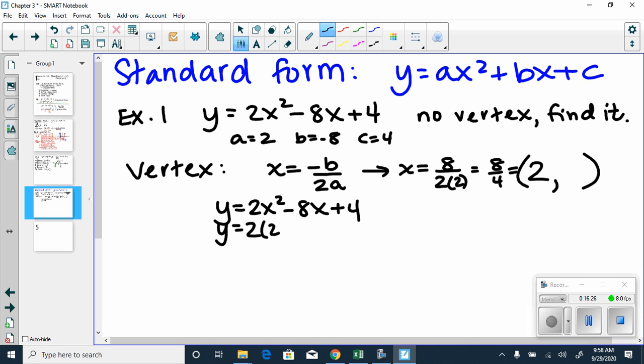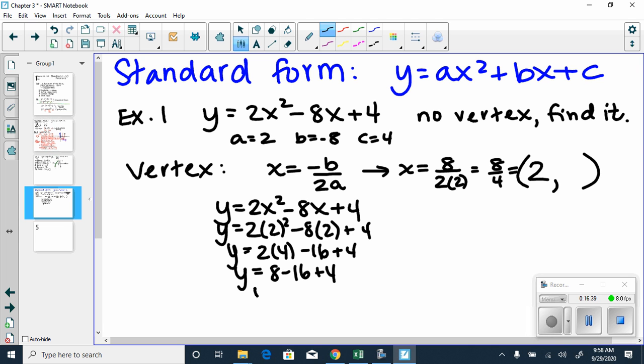2 times 2 squared minus 8 times 2 plus 4. That's y equals 2 times 4 minus 16 plus 4. And if I keep on going, it's 8 minus 16 plus 4, and that's -8 plus 4. So y is -4, and your vertex is -4. A lot harder to find the vertex when it's not in vertex form, and unfortunately, this is the only way to do it.